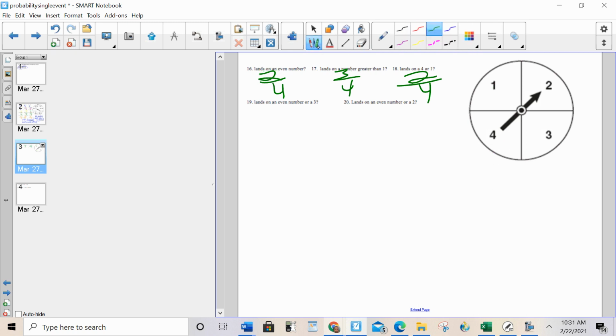Lands on an even number or a 3. Well, even number would be 2 and 4, or a 3. 3 out of 4. Lands on an even number or a 2. Well, 2 and 4 are even numbers. 2 is a 2. I'm not going to count that twice. I end up with 2 out of 4.